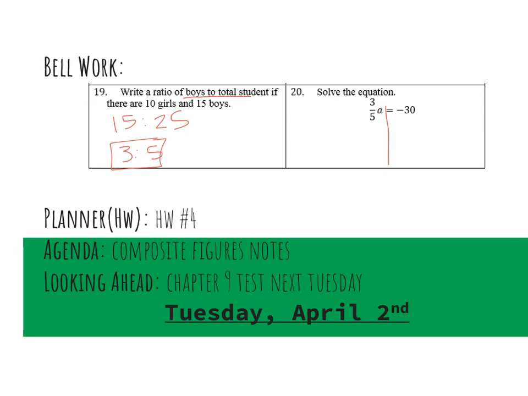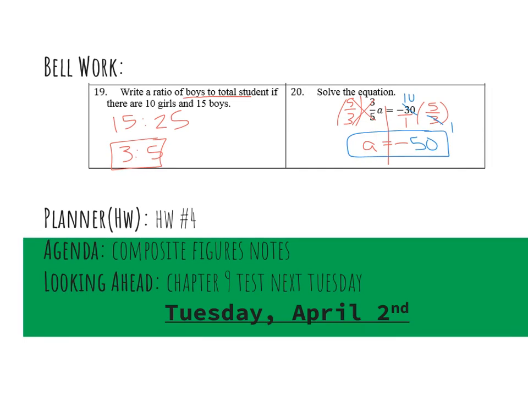Number 20, if you like the line, you can do the line. Otherwise, instead of dividing by 3/5, we're actually going to multiply by the reciprocal. So we're going to multiply by 5/3 to both sides, leaving us with A is equal to, remember a whole number can be put over 1. I notice I have a negative, so I'm going to write that so I don't forget it. Okay, and then if you want to cross simplify, 3 can become 1, 30 can become 10. So we're looking at negative 50 for our answer there.